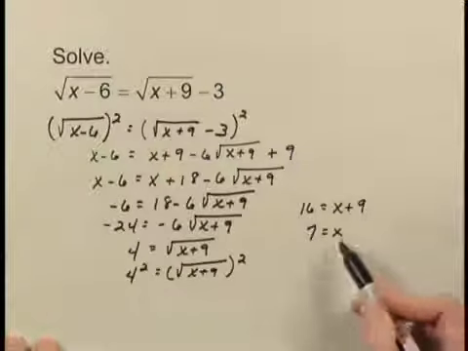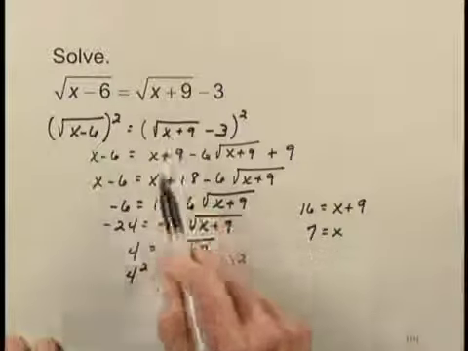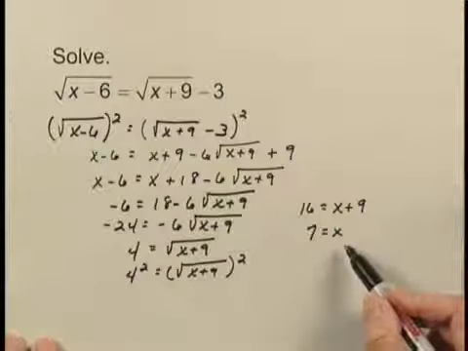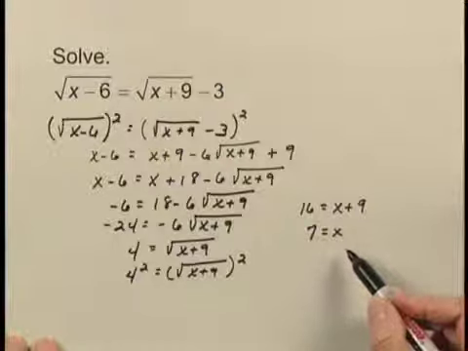And you should go back and check this value for x in the original equation. If you do, you find that you get a true equation. So we can say that the solution of this radical equation is 7.